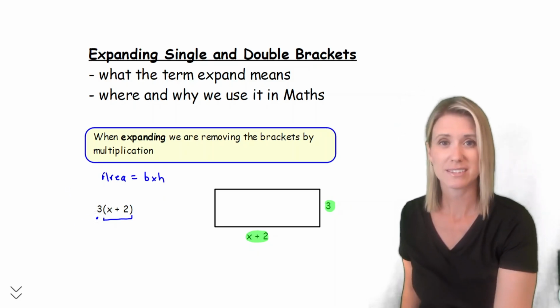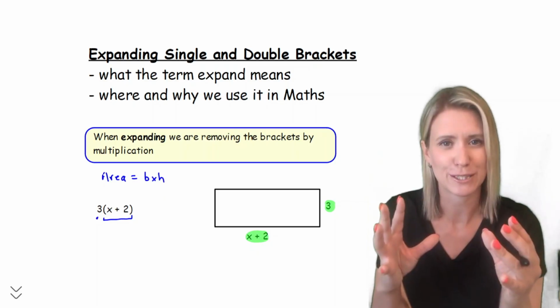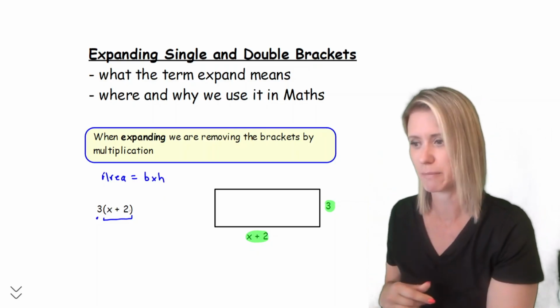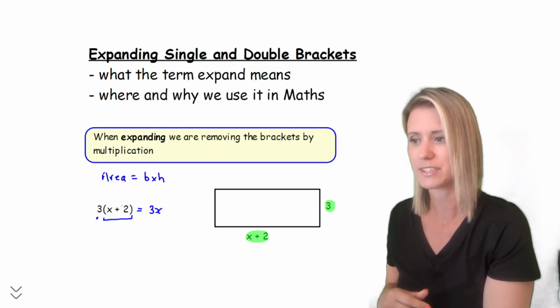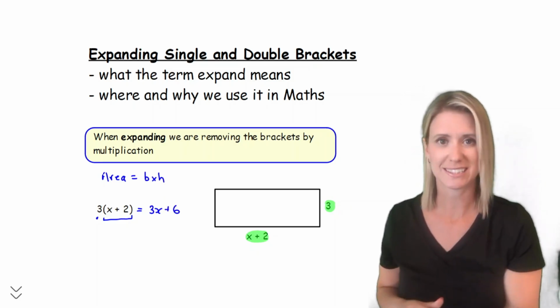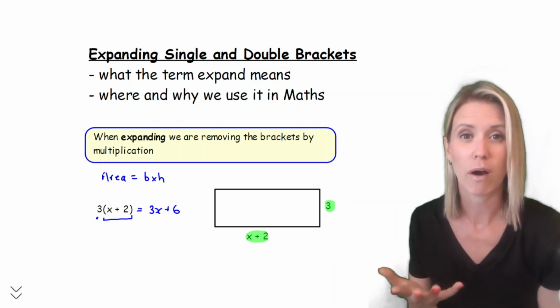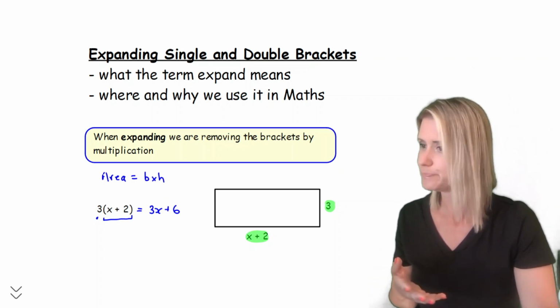And now our answer is 3x plus 6. The whole of x plus 2 being multiplied by 3, just to make that clear. So it would be 3x, because we have 3 lots of the x, plus 3 lots of the 2, which is 6, okay? And that's where and why we use those brackets in maths, to show that multiplication.